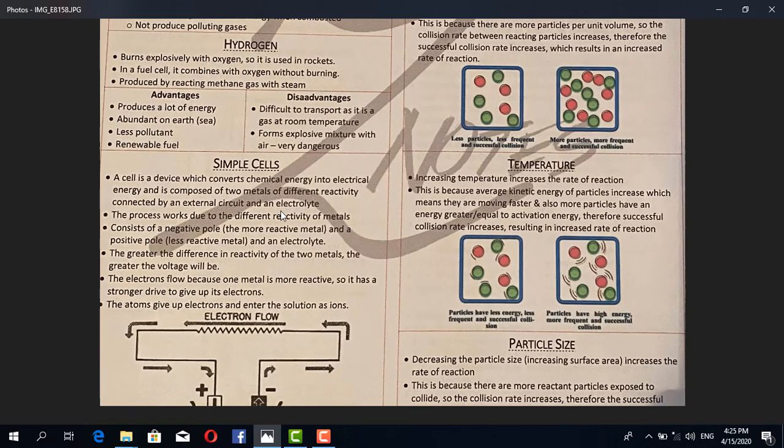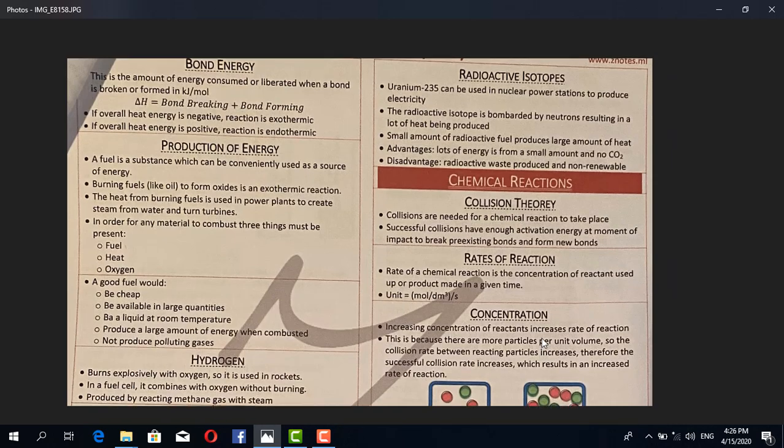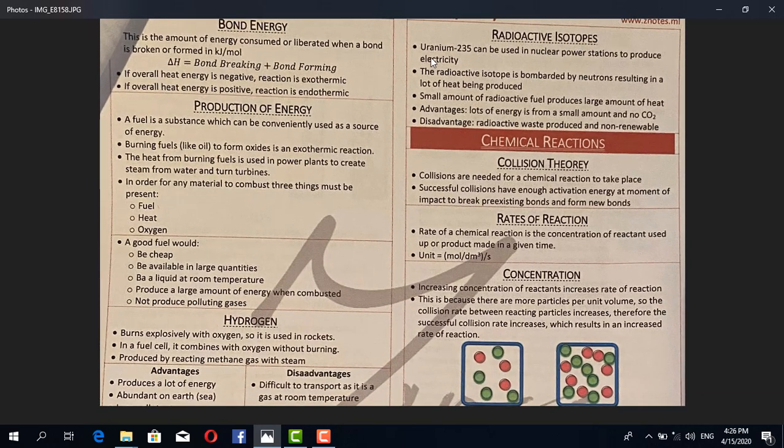Okay, the radioactive isotopes. For example, we've got uranium-235. It can be used in nuclear power stations to produce electricity, and the radioactive isotope is bombarded by neutrons, resulting in a lot of heat being produced. A small amount of radioactive fuel produces a large amount of heat. One of its advantages is that lots of energy comes from a small amount, and no carbon dioxide is produced. The disadvantage is the radioactive waste produced, and it is non-renewable.